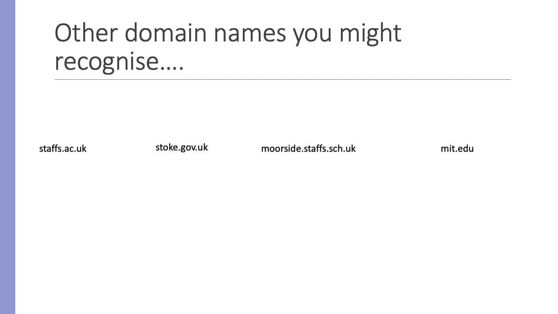So let's take a look at some more examples of domain names. Here we've got staffs.ac.uk. The AC tells us that it's a university, an academic institution, AC for academic, and of course UK indicates it's based in the United Kingdom. .gov.uk, well, the gov here is short for government. So this is telling us that stoke.gov.uk is a government-based website in the UK. This address here, .staffs, well, that's telling us it's Staffordshire, and the .sch is short for school. So this is telling us that Moorside is a school in Staffordshire in the UK.